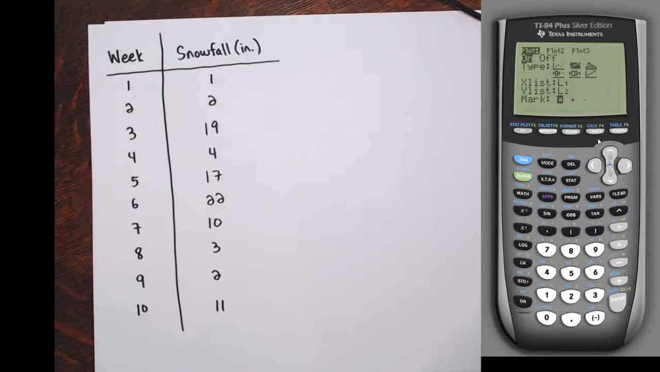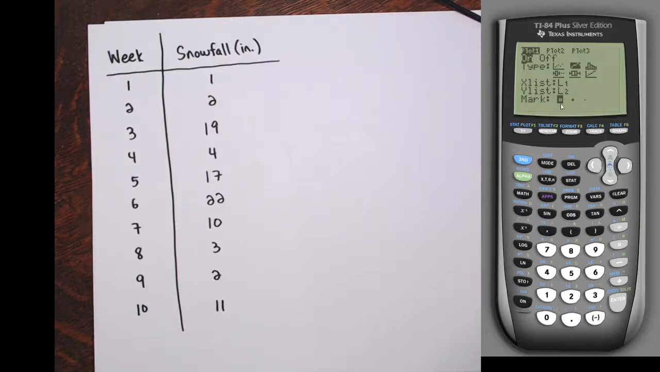And then scroll down where it says X list, this is for your horizontal axis, which is going to be our weeks. And that was in list 1. Now it's already L1 here. But if you want to enter list 1, you just hit second and the number 1, and you see how L1 is above the number 1 on the keypad. And then the Y list is for the vertical axis, the up and down, and that'll be my snowfall in inches. Now that was in list 2, and it's already there, L2. But if you want to enter list 2, you just go second and then the number 2 for L2.